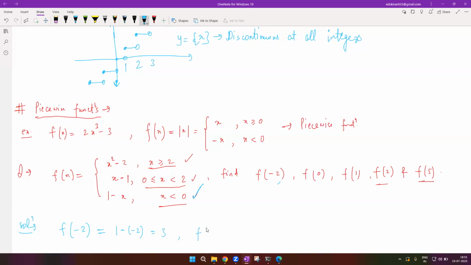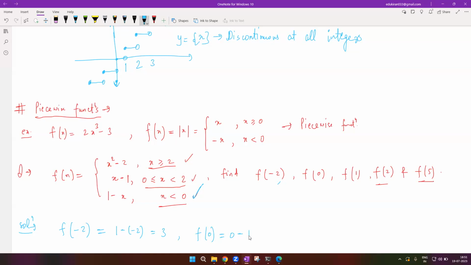Let's say I need to find out f(0). Then I will check where x is 0. In this second equation, x is 0. The second equation says that if the value of x is between 0 and 2, including 0, then you have to choose this expression. Okay, so I'll choose this expression.